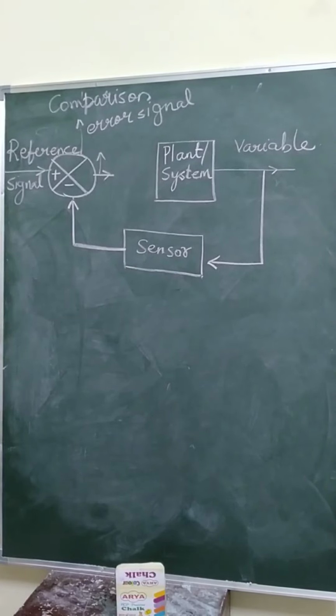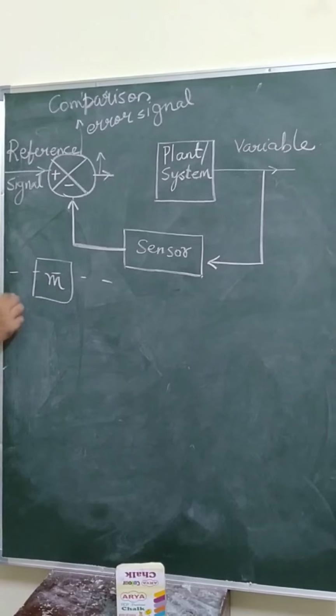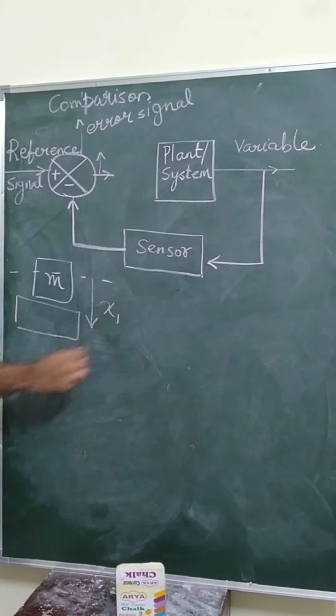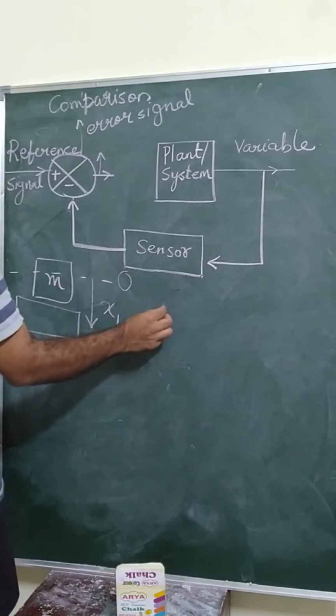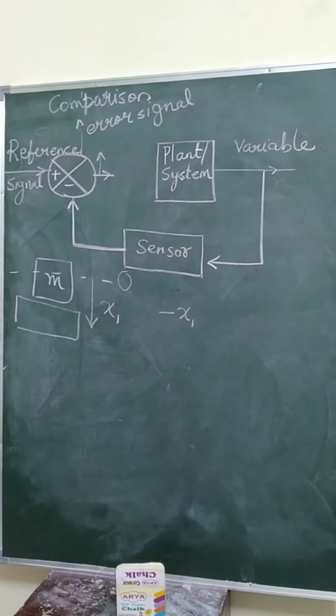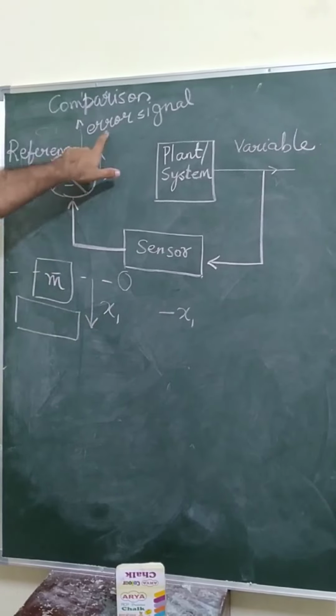For example, I want the displacement of the mass to be 0. Let's say this is my mass, and this is the equilibrium point. At any instant of time, the mass moves down to, let's say, the x1 position. Your sensor senses the x1 position, but you want it to be 0. So the error would be 0 minus x1, which is minus x1. This will be your error signal. This much is the amount of error in the signal. You wanted it to be 0, but it has come down by x1.